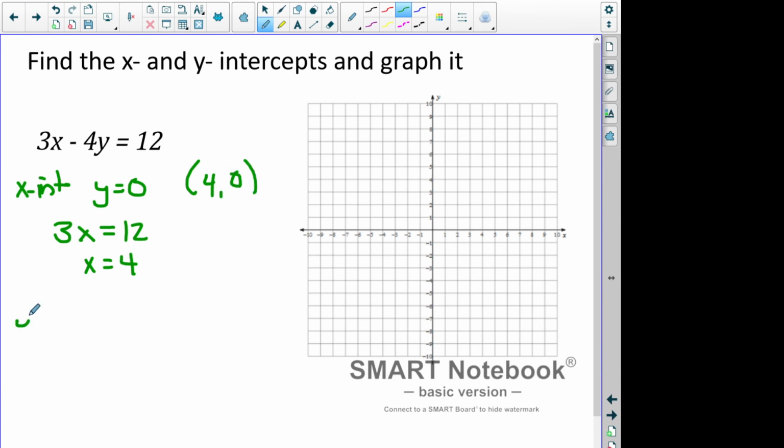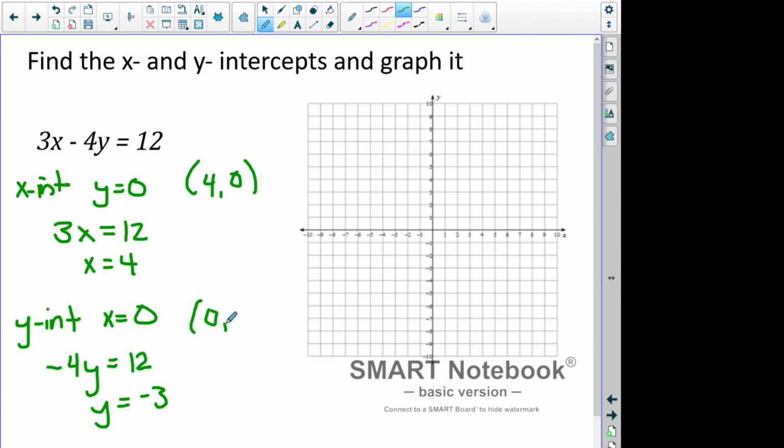For my y-intercept, y-intercept is always where x is equal to 0. And so if I put 0 in for x here, this 3x becomes 0. And so I would have negative 4y equals 12. And if I divide both sides by negative 4, I would get y is equal to negative 3. So my x-intercept, or sorry, my y-intercept would be (0, -3).